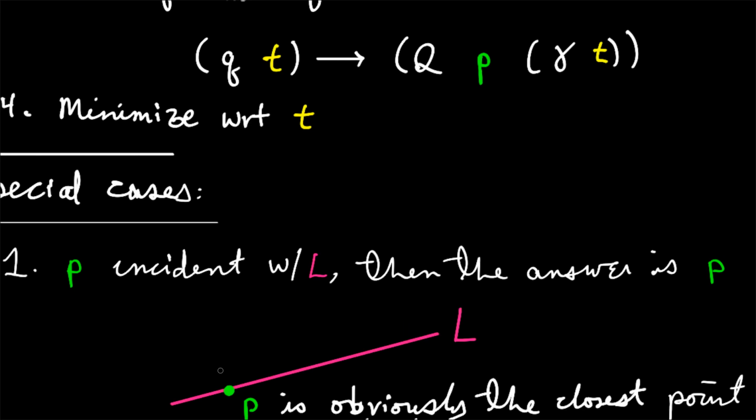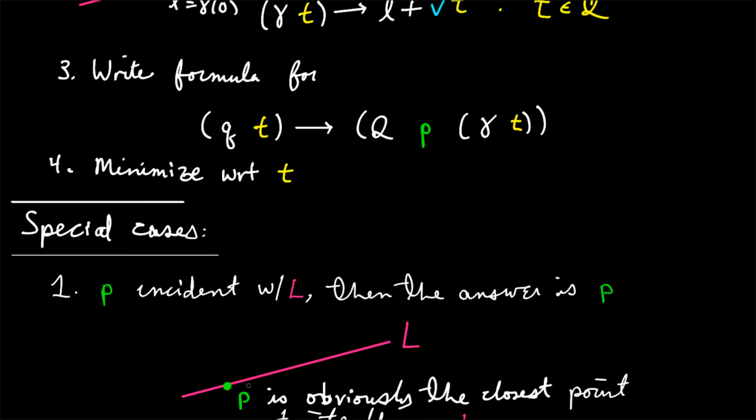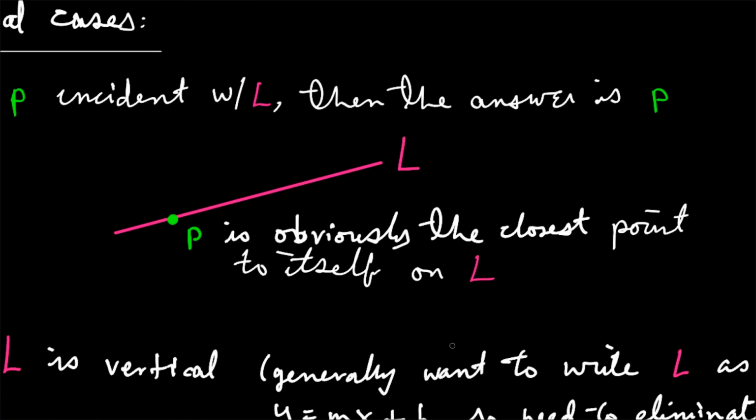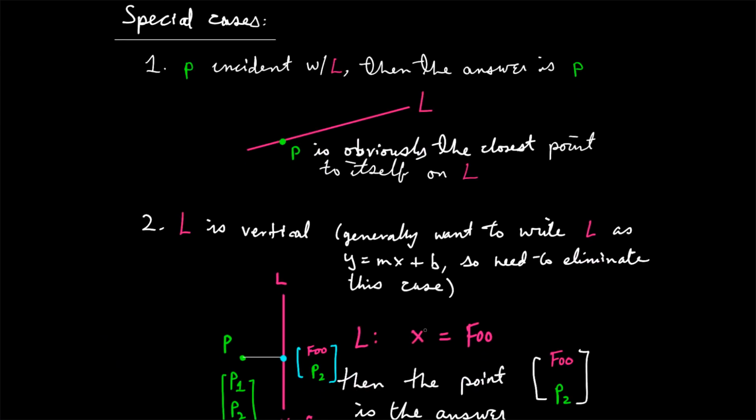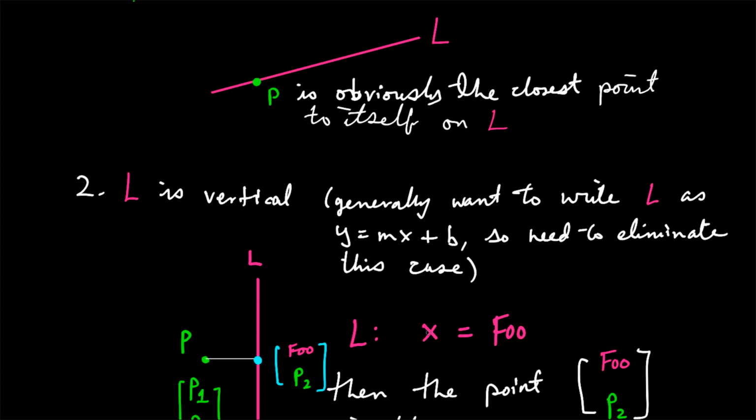So we have a couple special cases. Number one, if p is on the line, then the answer is p. Duh. P is obviously the closest point to itself on the line. Generally I want to write L as y equals mx plus b, so you need to eliminate the case where you can't do this, which is with vertical lines.